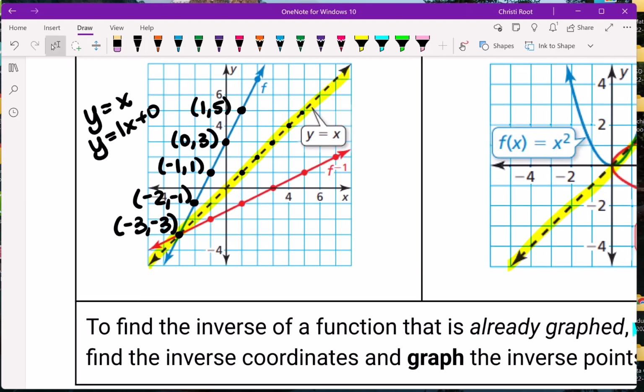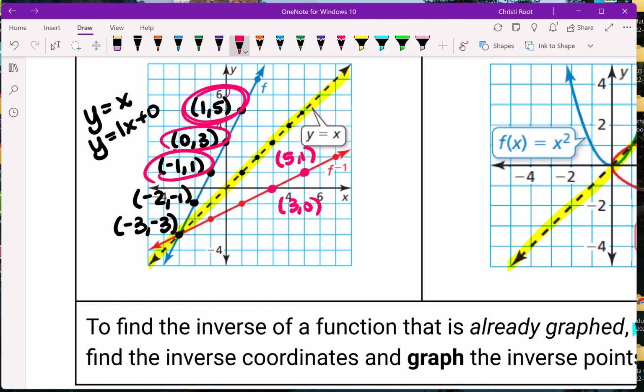So to find the inverse function, all you have to do is take all of your x coordinates and swap them with your y coordinates. So this one right here is going to now be (5, 1). So let's see if we can find (5, 1). Here it is. See, (5, 1). So if it wasn't graphed, that's your first point. And then this one's going to change into (3, 0), which is right here.